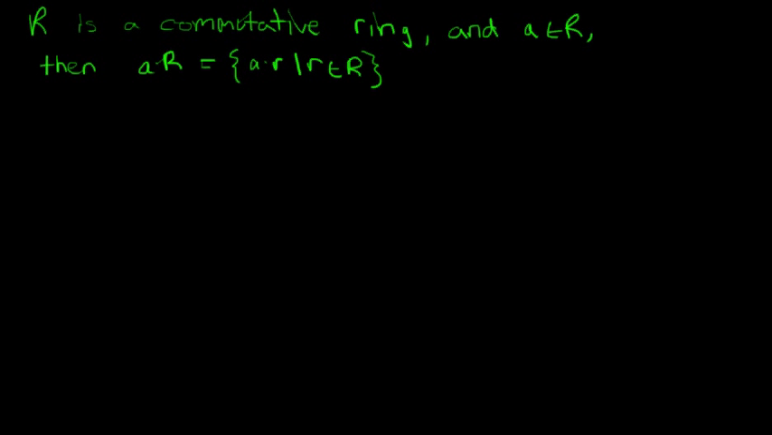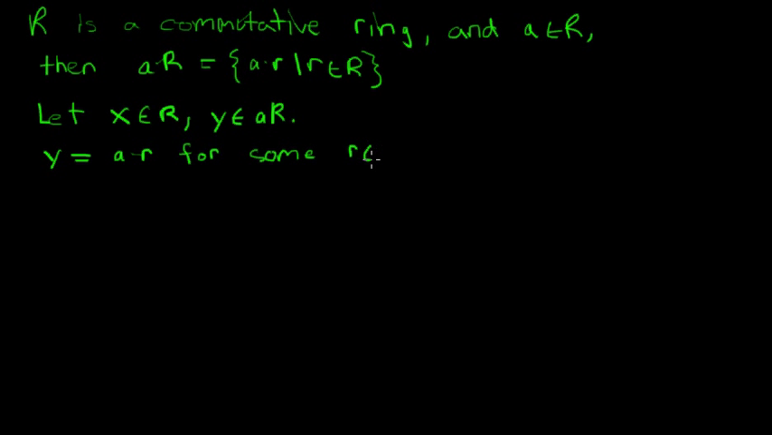So I'm not going to prove the subring part because that's pretty straightforward. I'm going to prove the absorbing property part. So let x be some arbitrary element in our big ring R, and y be an element in this ideal here, the thing that we're proving is an ideal. Okay, so if y is in there, then that means that y is of the form a times r for some r in R.